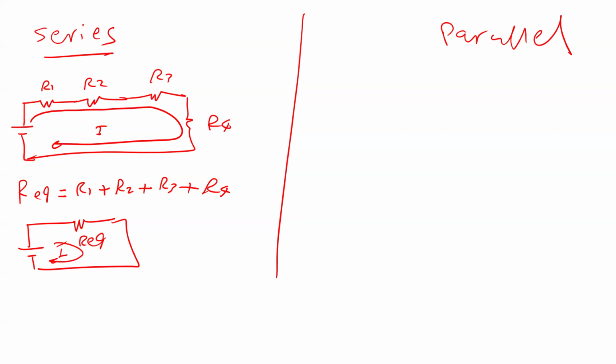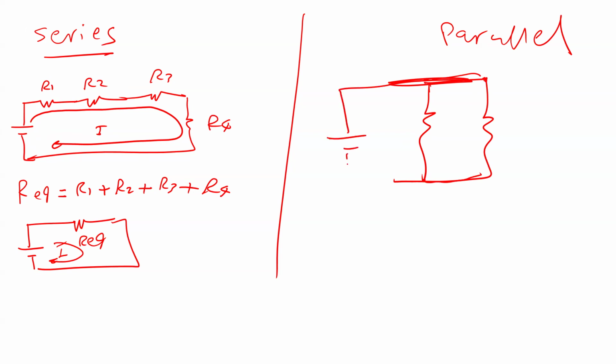In case of parallel, look here, guys. This terminal of the resistance and this terminal of the resistance have to be connected together. What happens here is, for example, if you have a source here, the current is divided into I1 and I2. Is that okay? But the voltage is the same. You can see the voltage across both is the same, but the current is divided, whereas in case of series, the current is the same but the voltage is divided.